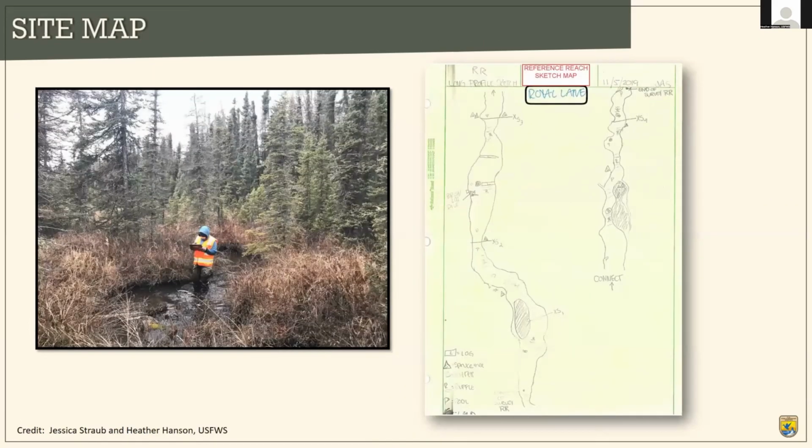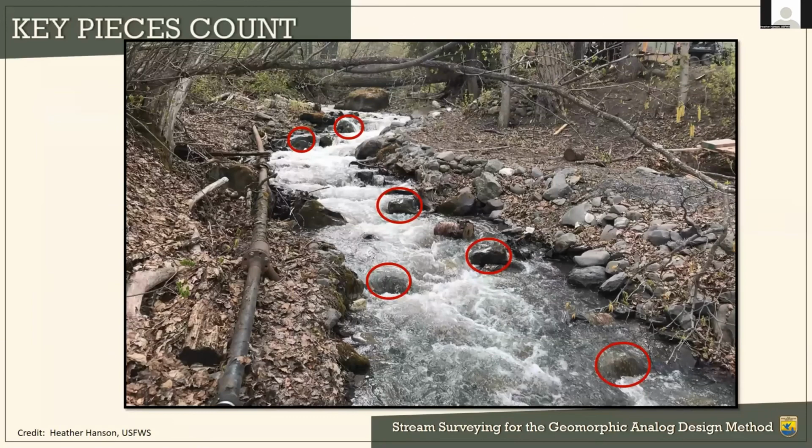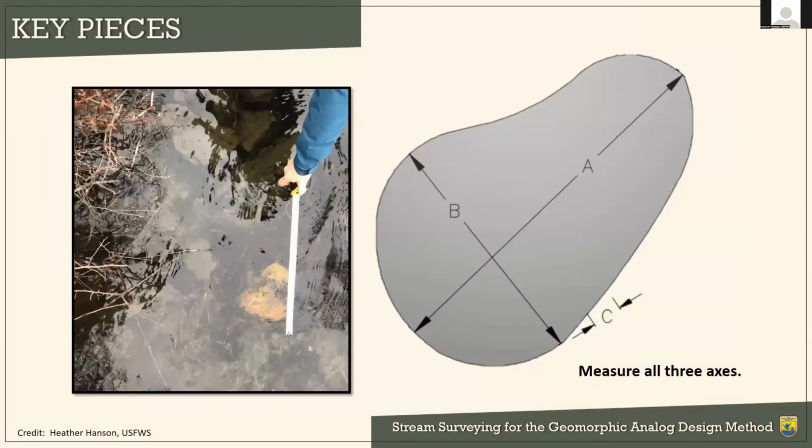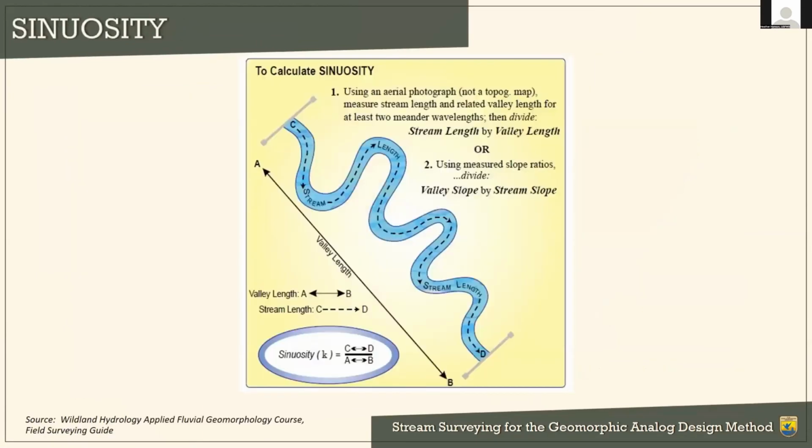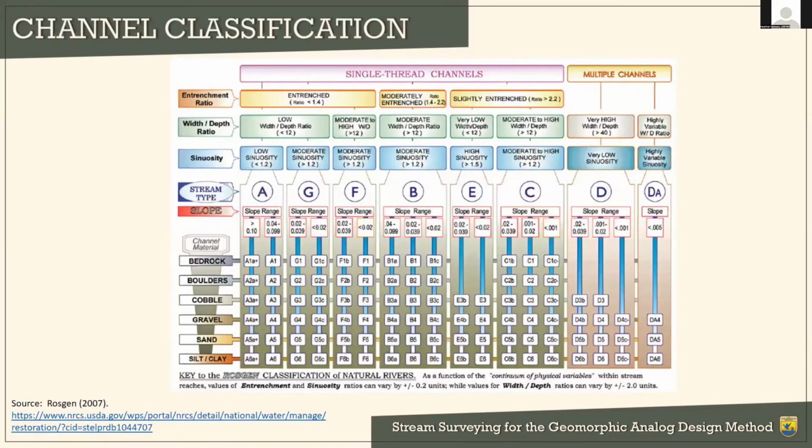We want to create a site map so we can understand our features when we're back in the office. Do our key pieces count, measure all 3 axes on our key pieces, that's the 20 largest particles in the stream. Calculate the sinuosity, which is the stream length divided by the valley length. There are some other ways to use slope, but I prefer to think of it that way. And you can do this back in the office if you're using a total station or GPS. And then we're going to classify our channel using the Rosgen method.